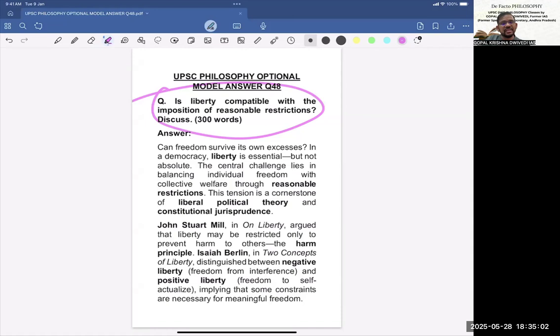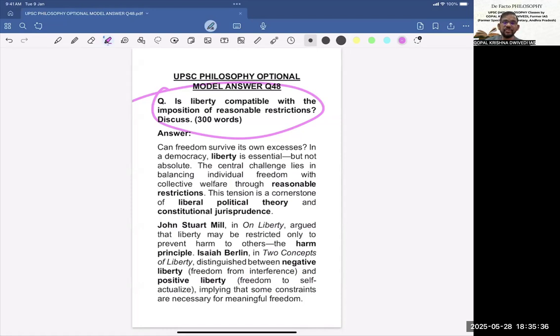So now the question: is liberty compatible with imposition of reasonable restrictions? This is a 300-word question. First we have to explain in general how liberty is compatible or incompatible with reasonable restrictions, and then bring out the Indian context also. We have to quote Indian Constitution provisions and some Supreme Court cases, and then see the critique of the whole argument, the other side of the argument, and then try to conclude. This is how we have to deal with this kind of question. Now let us see how it has been started.